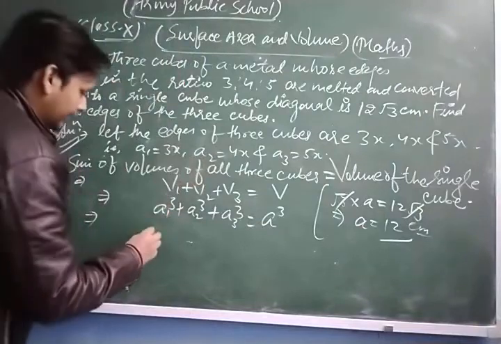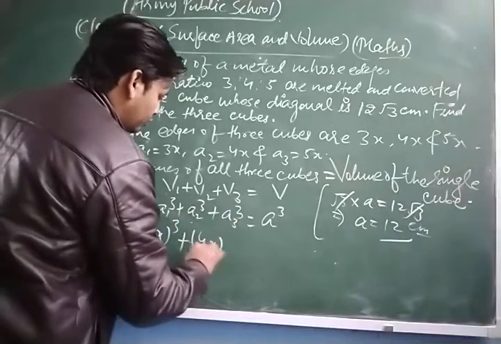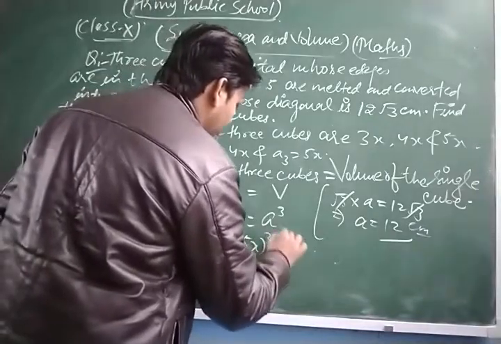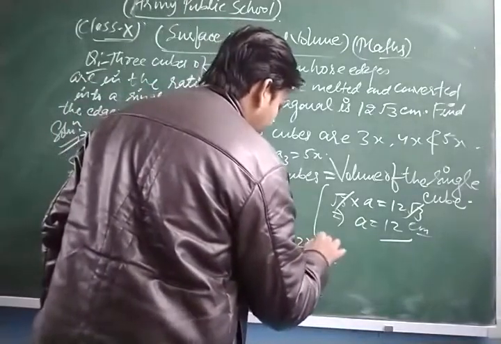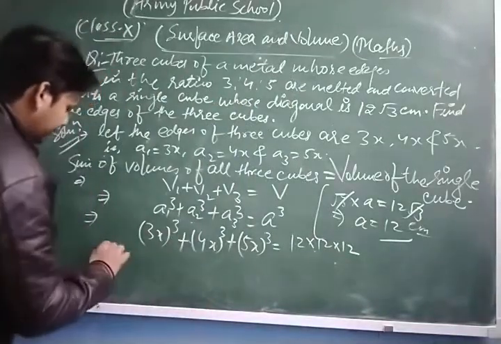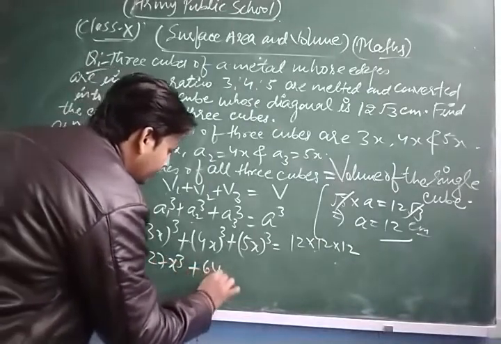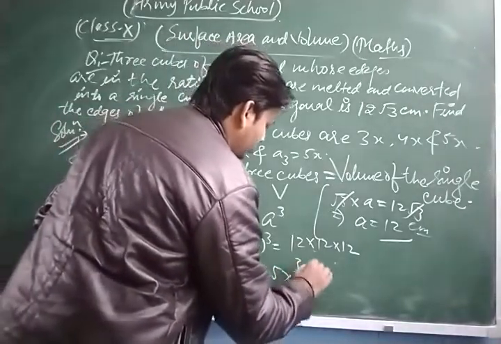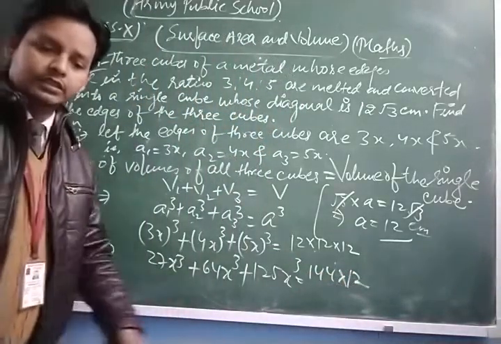Now we put in all the values. a1 is 3x, so 3x cube, plus a2 is 4x, so 4x cube, plus a3 is 5x, so 5x cube, is equal to a cube, where a is the edge of the single cube, that is 12 cube, 12 into 12 into 12. Now we simplify that. That is 27x cube plus 64x cube plus 125x cube is equal to 144 into 12. Now we just simplify them. Let's see.